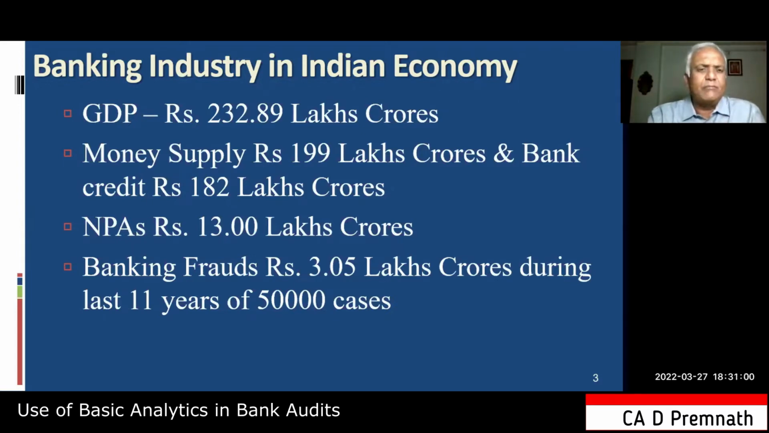The purpose of stating the statistics is to understand the magnitude of banks holding public money, and on that public money, the kind of control weaknesses. To understand that, I am sharing these statistics. Out of this 233 lakh crores, money supply is around 200 lakh crores in the banks as deposits, and from that, bank credit is 182 lakh crores. Out of this 182 lakh crores, NPAs are 13 lakh crores, which are declared. Undeclared is again huge. And these NPAs are undeclared, I'm saying, because of data capturing issues again.